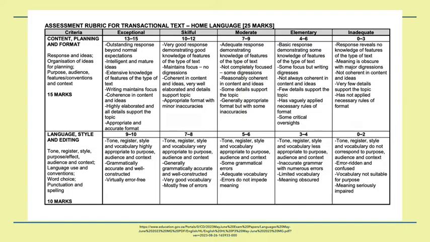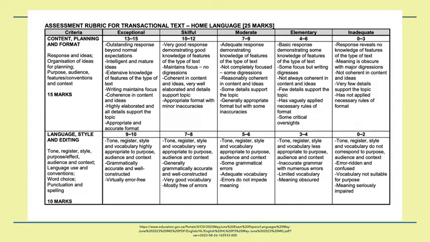So as you can see, content planning and format, which includes response and ideas, organization of ideas for planning, purpose, audience, features, conventions, and context, is for 15 marks. And then your language style and editing, which refers to your tone, register, style, purpose or effect, audience and context, language use and conventions, word choice, punctuation, and spelling, is for 10 marks. There is a slight overlap in this rubric, I must say. However, I want you to think of it in terms of the 3 aspects that we just spoke about. We spoke about content, then we spoke about audience and format, and then we spoke about language. And you can see here that the content and format is in the first 15 marks, and then you have your sort of audience and language in your last 10 marks.